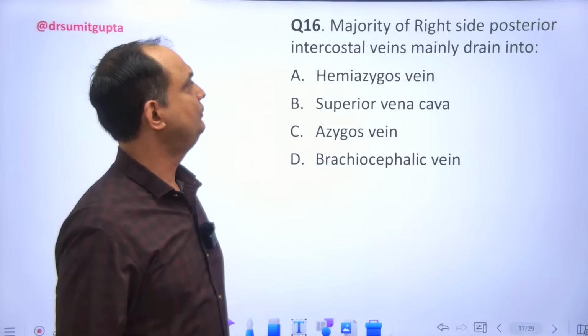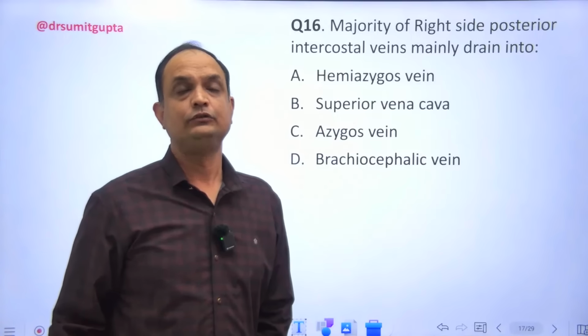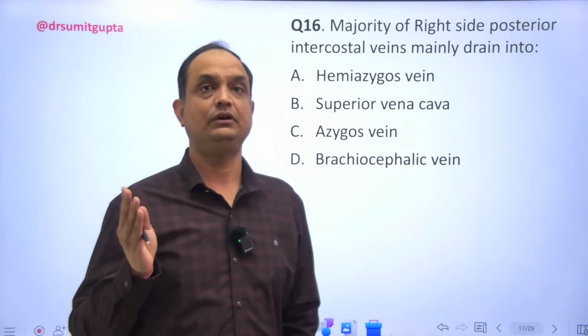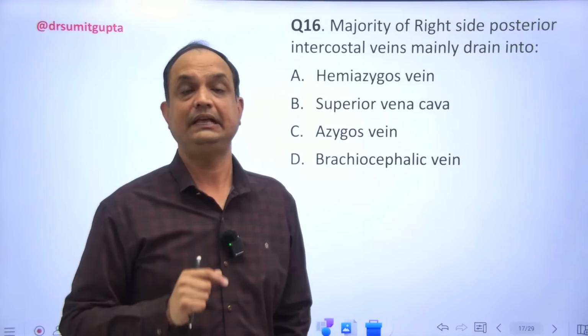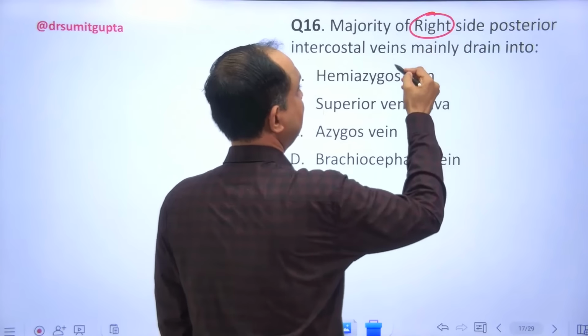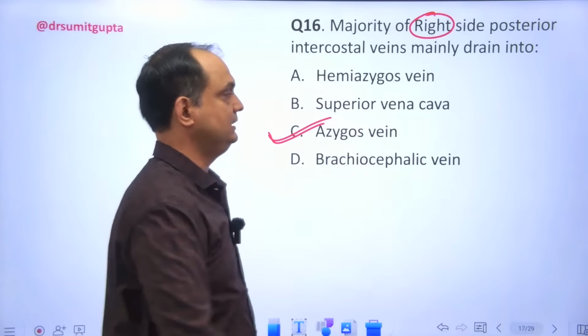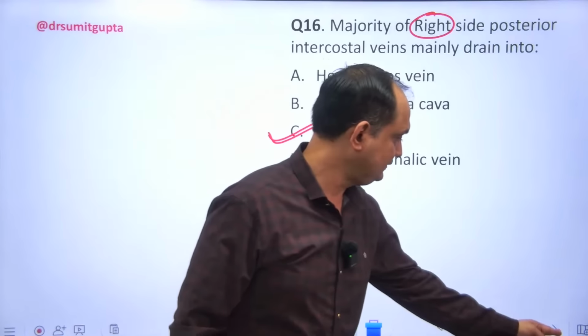Now, the majority of right side posterior intercostal veins mainly drain into... Whenever we are dealing with the venous drainage of the chest wall, you know that there is the azygos system of veins. So it is the right-sided veins. Now the right-sided veins mainly drain into the azygos vein directly. So the answer is C.